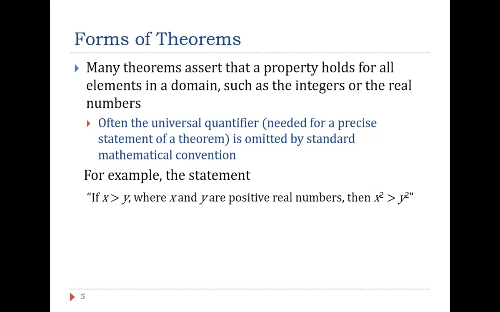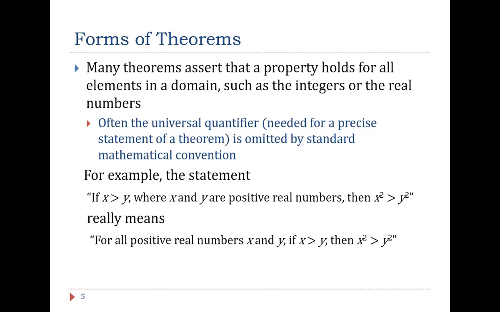And what I just said, for every x, for every y, is hidden in this sentence, okay? So where x and y are positive real numbers means for every x and y being positive real numbers. So we can rephrase it as follows. For all positive real numbers x and y, if the property x is strictly greater than y is true, then necessarily the property x squared is strictly greater than y squared is true, okay?